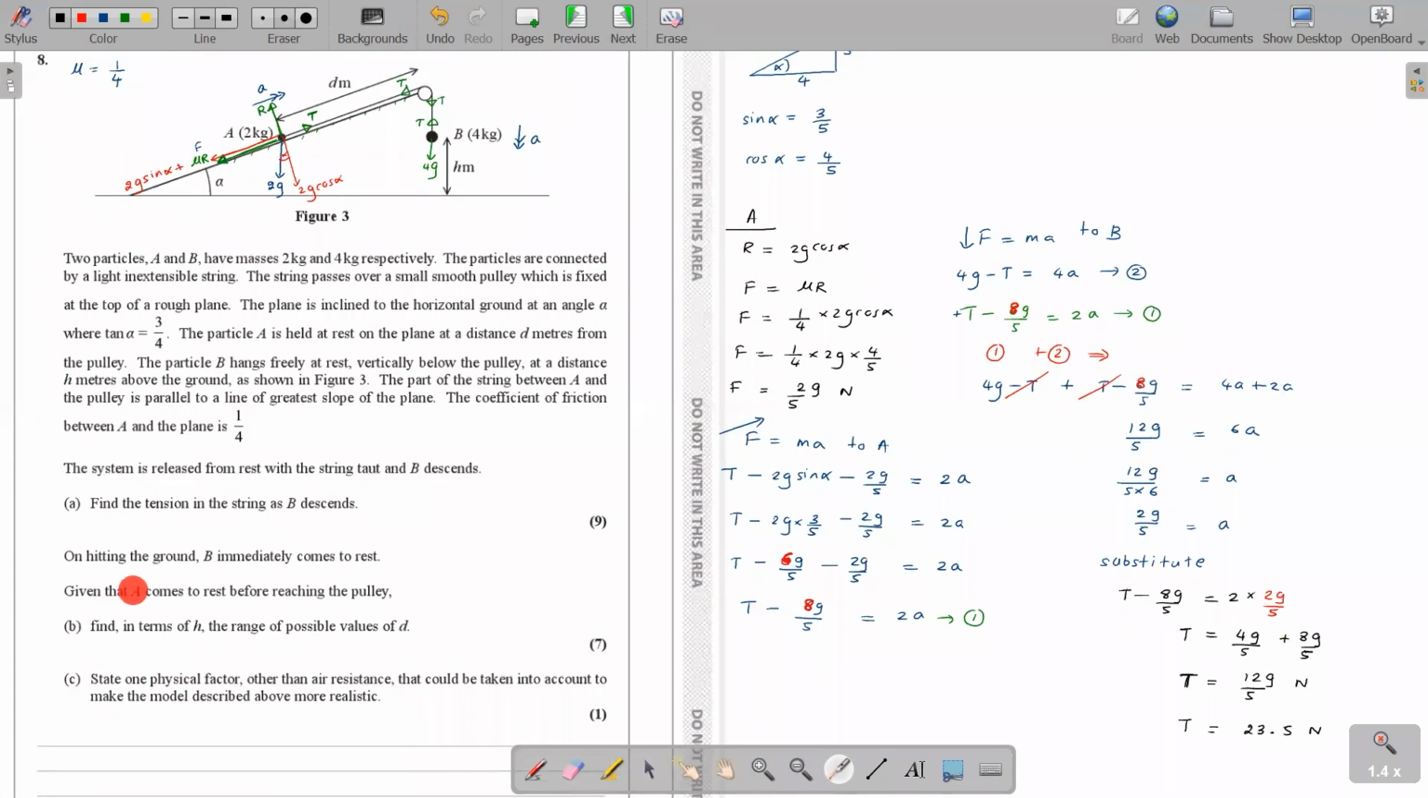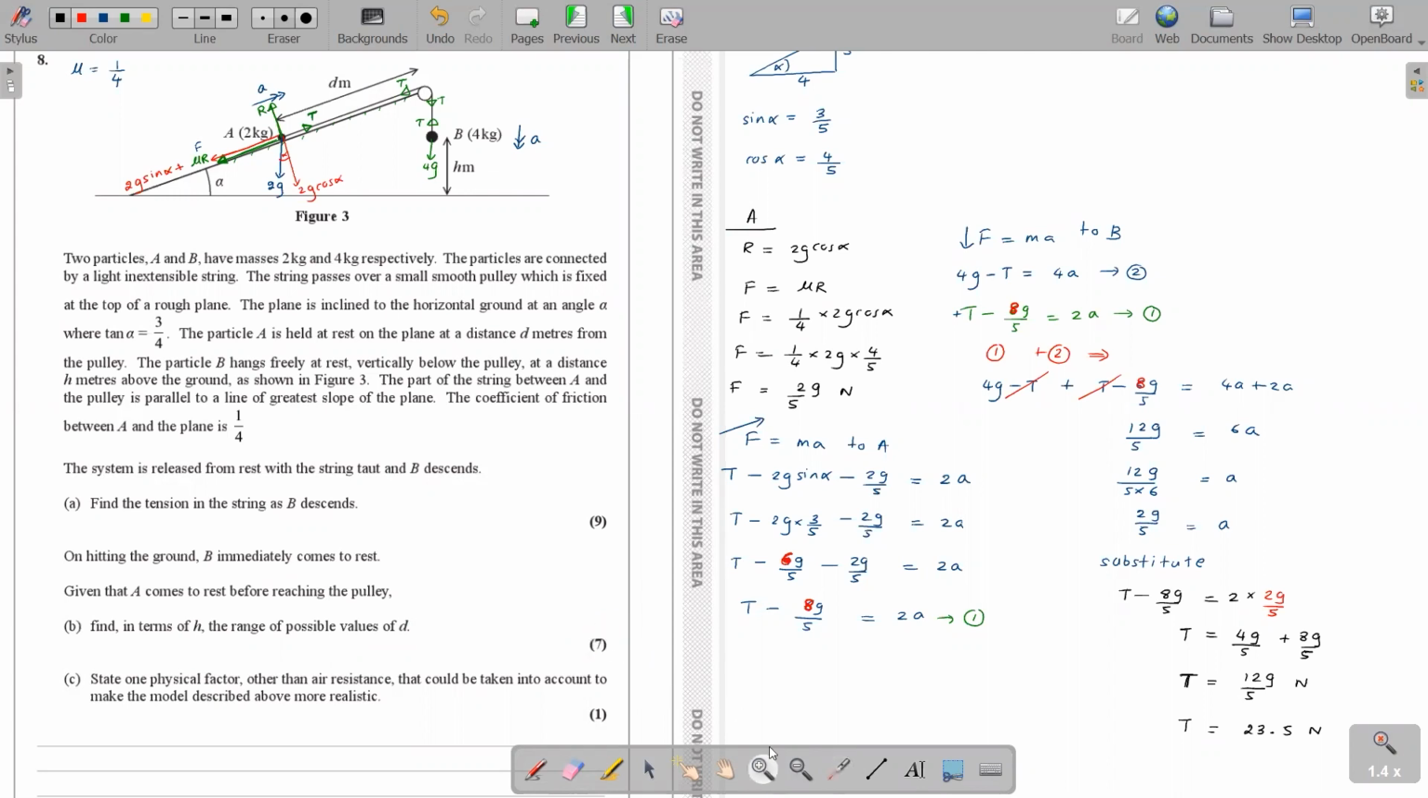The next part they say, on hitting the ground, B immediately comes to rest. So B is traveling h meters under this acceleration 2g over 5. It hits the ground and immediately comes to rest. Given that A comes to rest before reaching the pulley, find in terms of h the range of possible values of d. And you can see they've given you 7 marks for this.